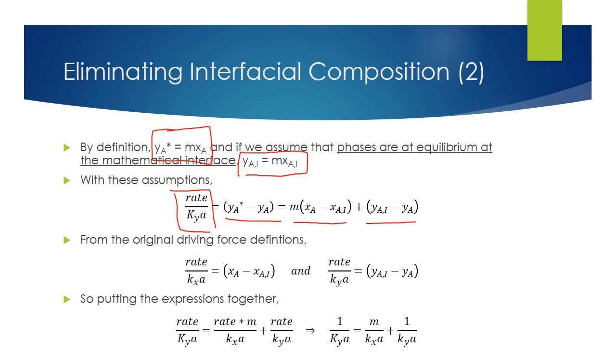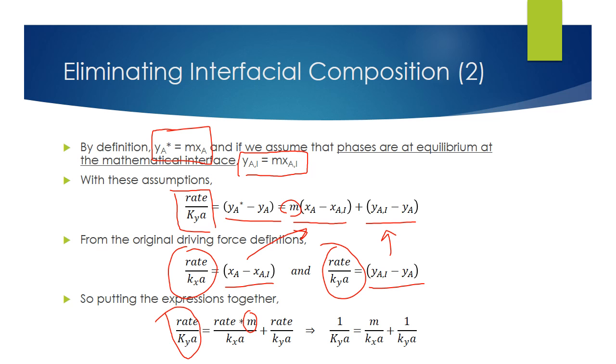So I can also write the rate of mass transfer divided by the mass transfer coefficient that goes with that driving force, lowercase k_x a, as being equal to Xa minus Xai. And I can also say that the rate over lowercase k_y a is equal to Ya at the interface minus Ya. So if I use these expressions and substitute each one into this equation, what I'll get is that the rate over capital K_y a is equal to the rate over k_x a times m, because m appears in this expression, so I get rate over k_x a plus the rate over k_y a.